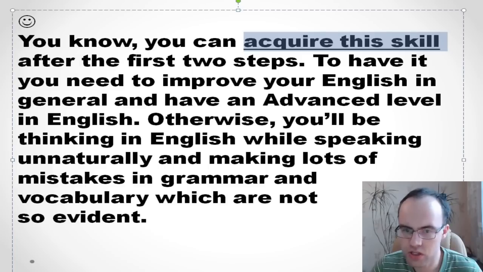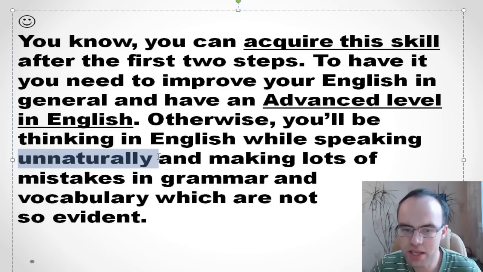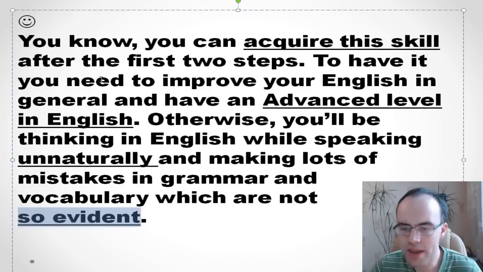After the first two steps, to have it, you need to improve your English in general and have an advanced level in English. Otherwise, you'll be thinking in English while speaking unnaturally and making lots of mistakes in grammar and vocabulary which are not so evident. Really. Students make lots of mistakes, and the problem is that they don't realize that they make these mistakes. So you need to have an advanced level. So try to improve your level in general. We have lots of video courses, yeah, which can really help you. And the next thing, you need to try to think in English, and you need to have this practice as often as you can.